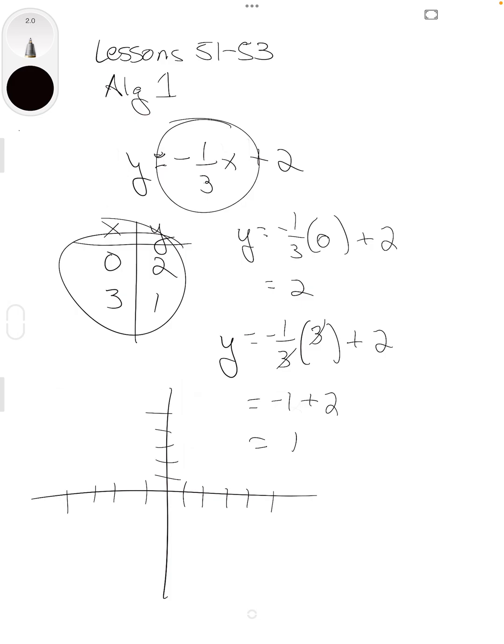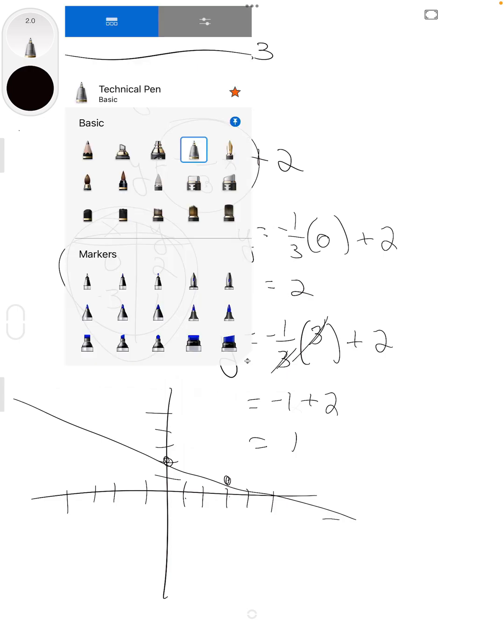So 0 over 2 up, make a point, 3 over 1 up, make a second point, and again, there's my line. So again, a little trick, if you have a fraction and you're trying to fill out an xy chart, use the denominator for your x, and that will generally cancel out. Makes it kind of handy. That's lesson 51. And let's move on to lesson 52.